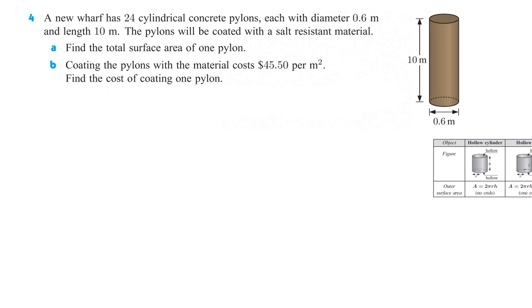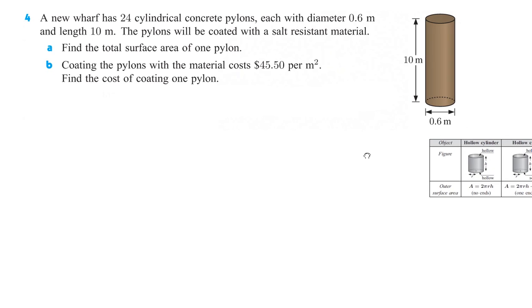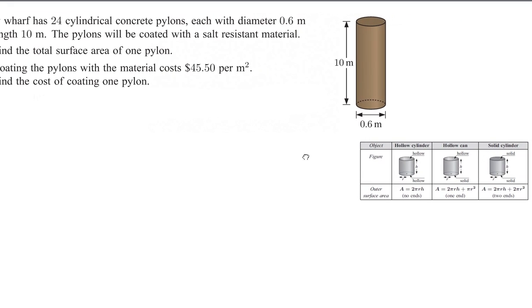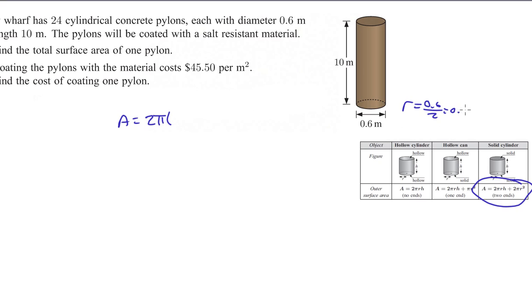So here's our formula, which I didn't quite fit all the way on there. So let's just move that over like this. So the pylon is going to be solid, so we're going to want to use this here. So our area of one of those is going to be 2 times pi times our radius. Now that's going to be half of 0.6, right? Radius is going to be 0.6 divided by 2, which is 0.3. 0.3 times our height, which is 10 meters.